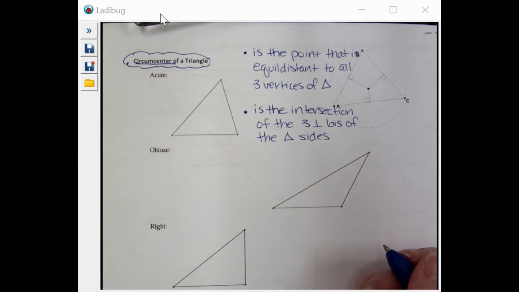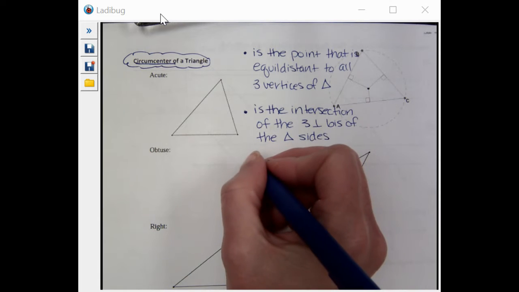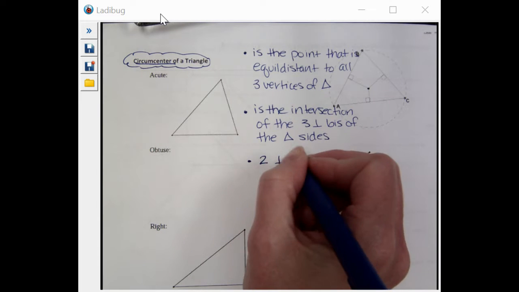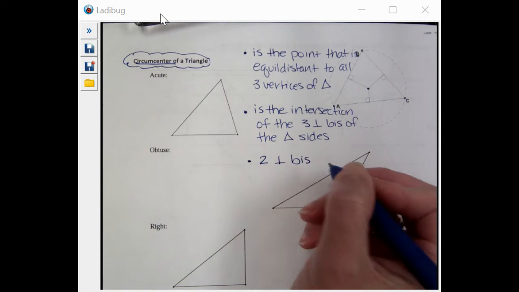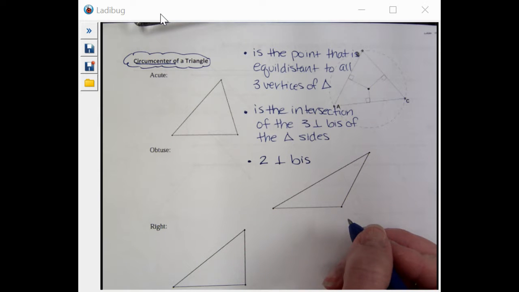However, when you and I construct a circumcenter, we're not going to do three perpendicular bisectors. We're just going to do two. You have to do two perpendicular bisectors. If you want to do the third one as a good double check, of course you can.